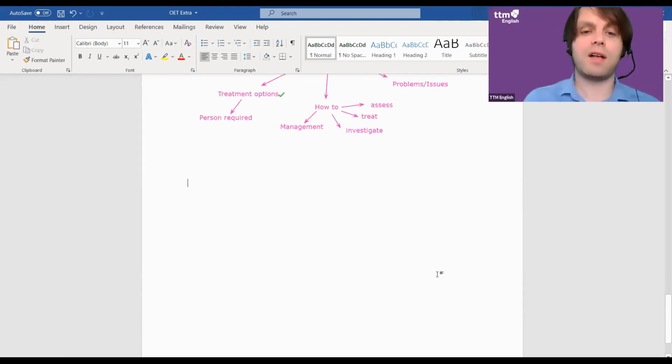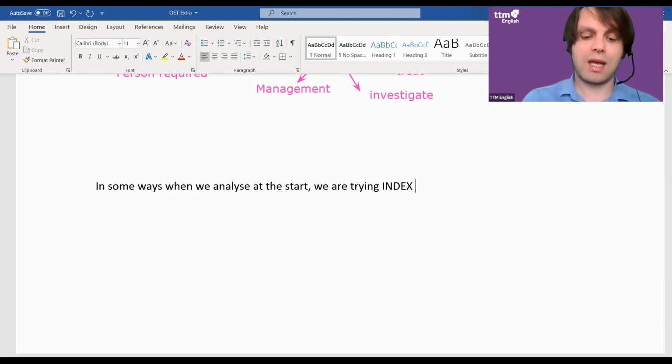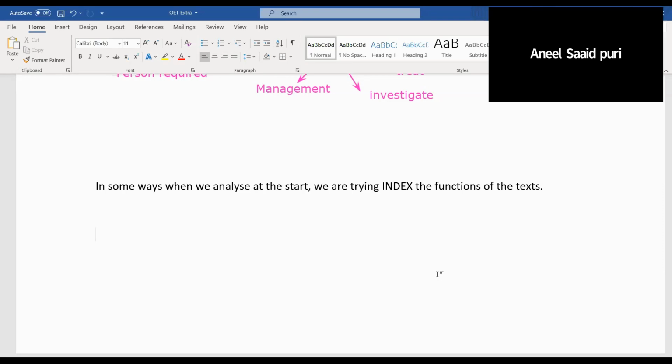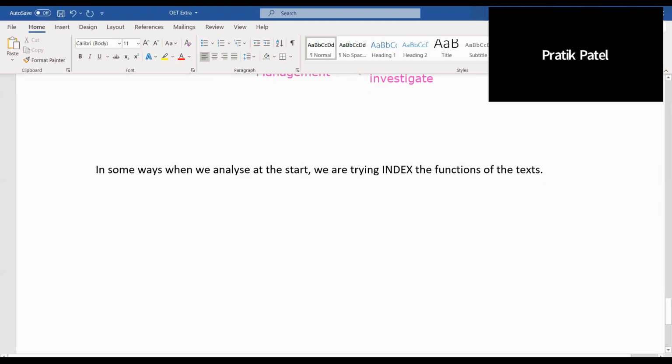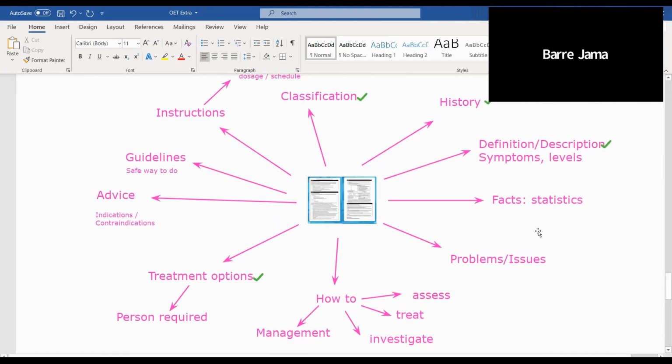I'll get rid of this. We don't need this, but I'll finish with this. So in some ways, when we analyze at the start, we are trying to index the functions of the texts. An index is in a book. When you were studying in your universities, when you took an academic book and you wanted to find out where something was, you turn to the back, right? An index is at the back of an academic book, and it just tells you where everything is. So basically, it locates the information in different places.